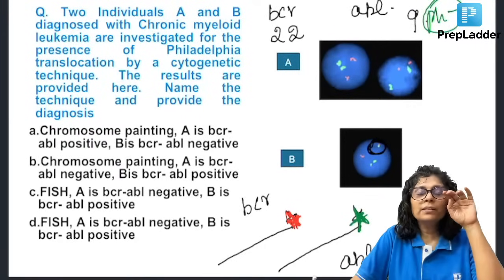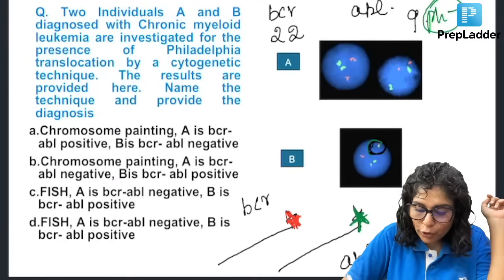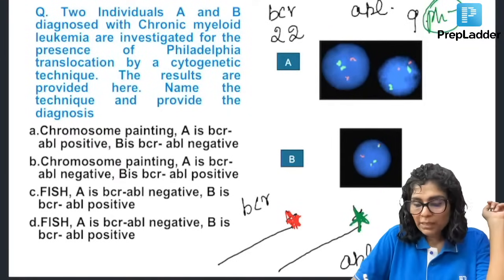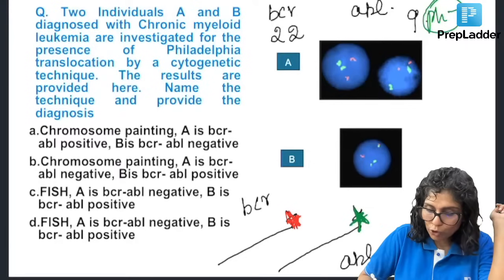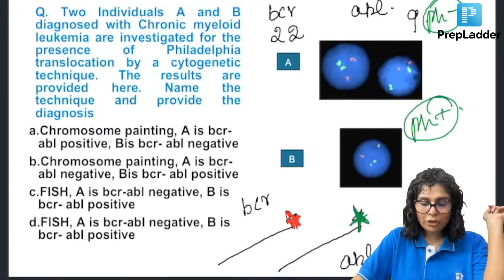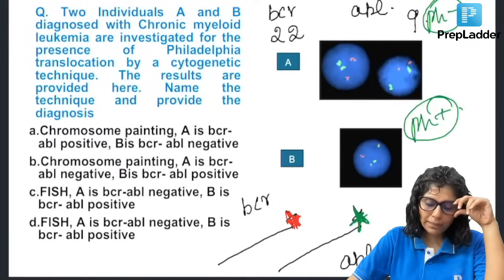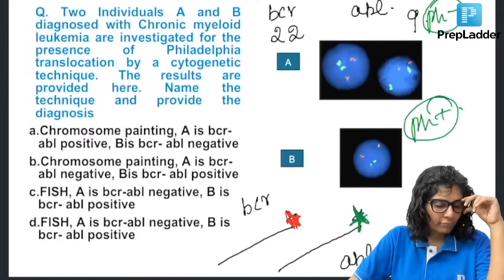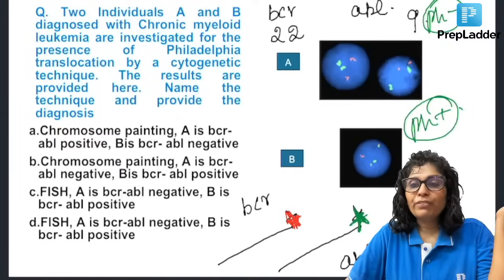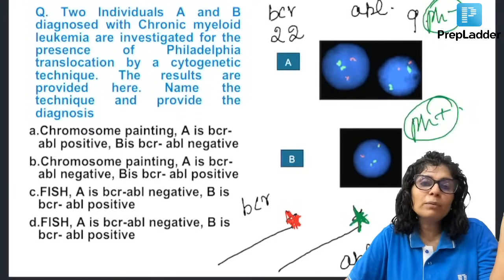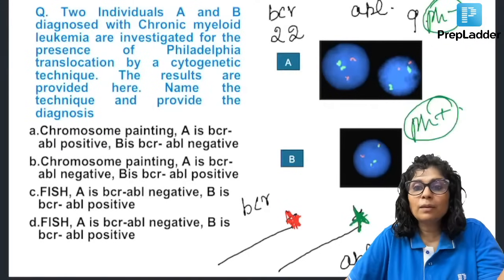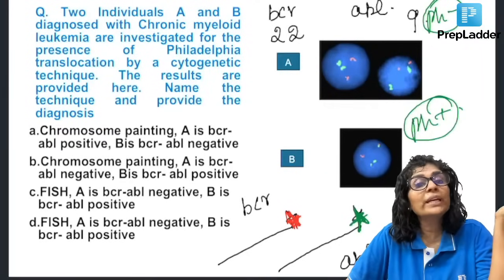Right. What about person B? In person B, here you see BCR and ABL coming from the same chromosome. It means person B is Philadelphia chromosome positive. Is it good news or bad news for person B? Yeah, for person B, it's good news, I would say. If Philadelphia chromosome is positive, you can put them on tyrosine kinase inhibitor. You have a targeted therapy for which the person is going to respond quickly.